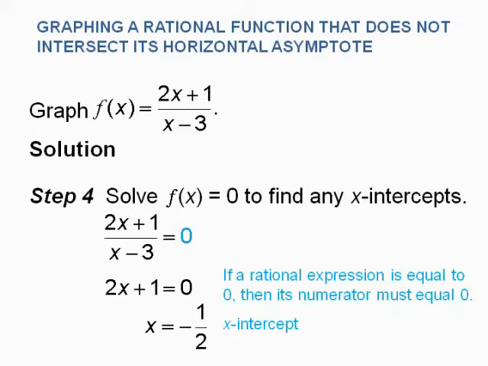Now we're going to let y equal 0 and solve for x to get the other intercept here. So this is how we've done this in many graphing problems to get the intercepts. Notice again it says if a rational expression is equal to 0, then its numerator, or top, must equal 0. So we'll just take this 2x plus 1 and set it equal to 0. The x-intercept is (-1/2, 0). Okay.